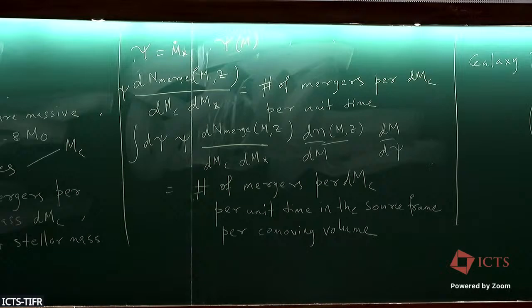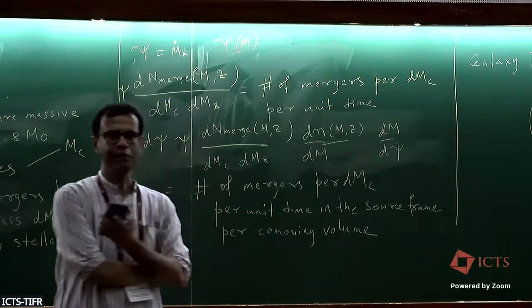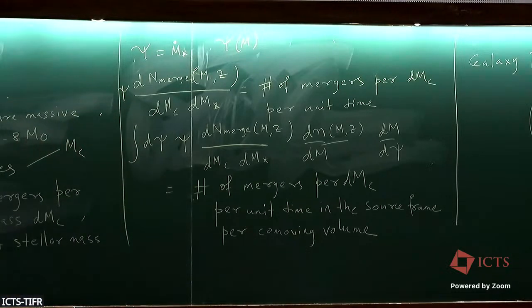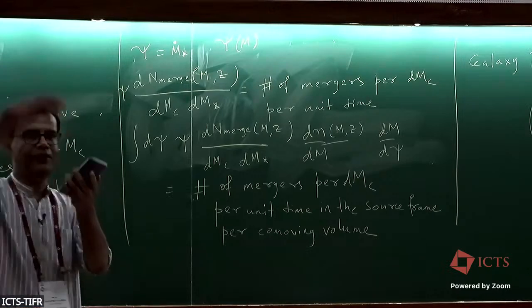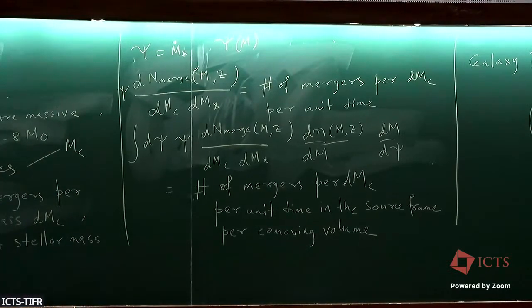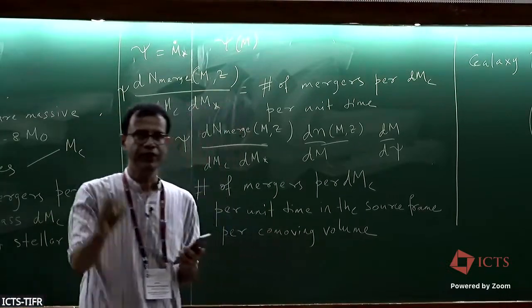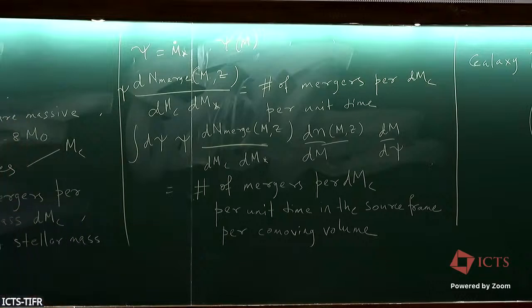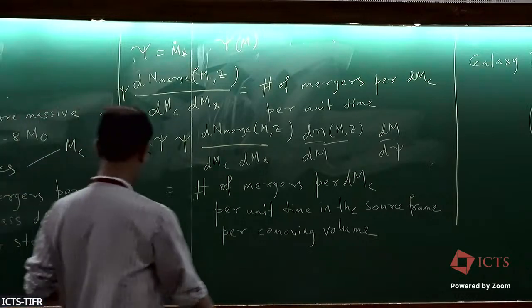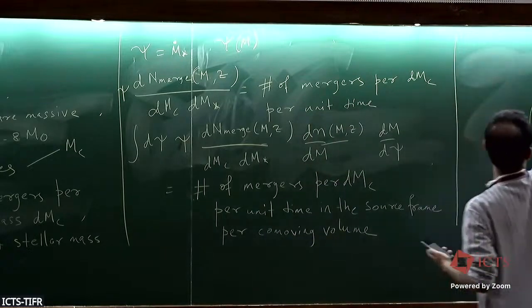Now the next thing I want to do is convert the unit time in the source frame into unit time in our frame, the observer frame. That will be related by cosmological time dilation, so there will be an extra 1 plus z factor. Second, we are interested in events coming from a redshift interval between z and z plus dz. So I will convert this co-moving volume into a redshift interval. How do I do that? That will be done using two quantities.